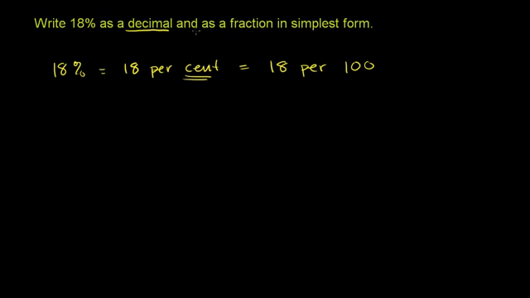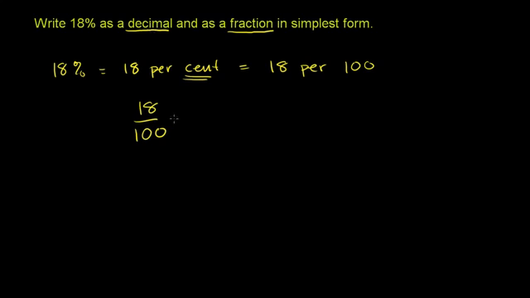Actually, I said I would do the decimal first, but we can start by putting it into a fraction. 18 per 100 as a fraction literally means 18 per 100, or 18 hundredths. From here we could go straight to a decimal, or we could write this fraction in simplest form. Let's do the decimal first, just because that's what I said I would do first.